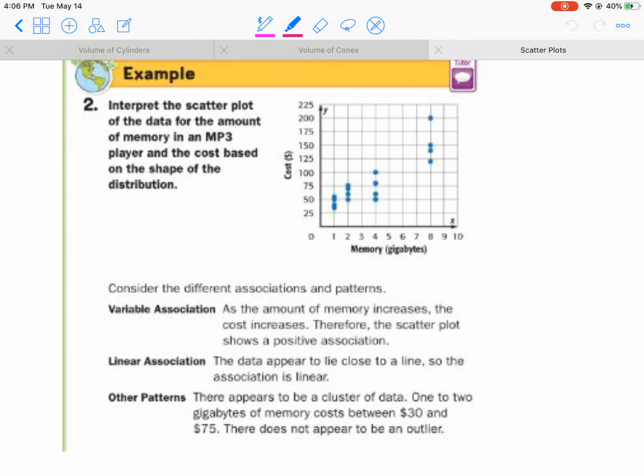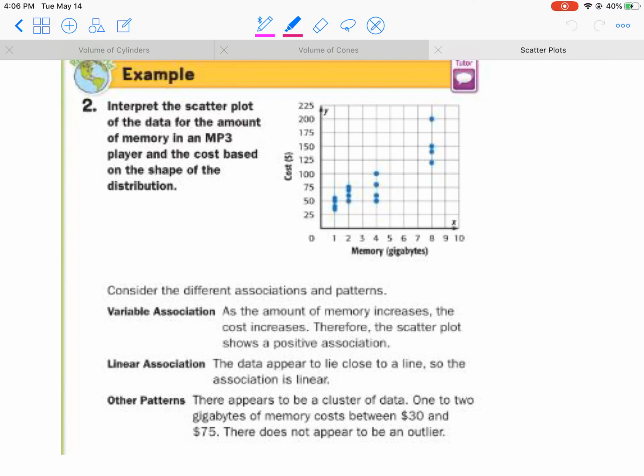Okay, let's look at this and see if you can interpret it. Interpret the scatter plot of the data for the amount of memory in an MP3 player and the cost based on the shape of the distribution. So consider the different associations that you see. For number 2 here, consider the different associations and patterns.